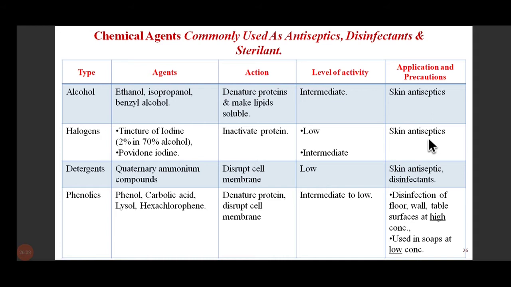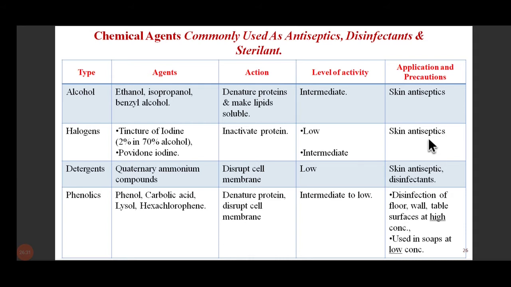So the chemical agents commonly used as antiseptics and disinfectants include alcohol, the most commonly used disinfectant in present-day settings. It includes ethanol, isopropanol, and benzyl alcohol. Ethanol is the most common in sanitizer-based products which we are using. It acts by denaturing proteins and making lipids soluble. Its level of activity is intermediate and it is used basically as a skin antiseptic.